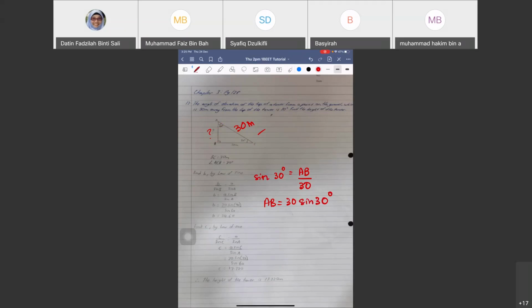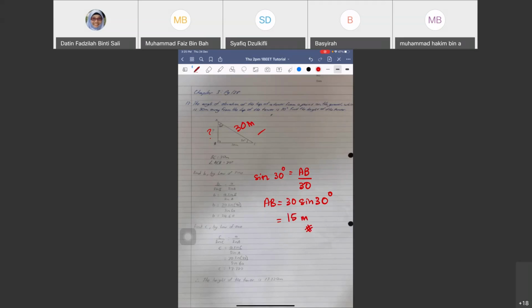Okay, can someone compute? Sine 30 is half, isn't it? So it should be 15. Right? Yes, madam. 15. Because sine 30 is half, so half times 30 is 15. So basically this is the one. Okay?